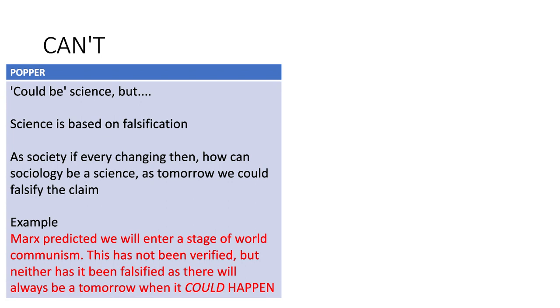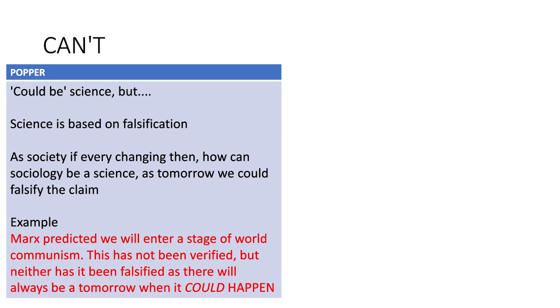So for our AO2 example, Karl Marx predicted that at some point we would enter a stage of communism, and we would go through all of these stages. And we're just at the stage of capitalism at the moment. And the next thing is a revolution, and we enter communism. The problem is he's not right, but he's not wrong, because tomorrow there could be a revolution that would lead to communism, or the day after, or the day after. So with society, it's impossible to falsify it.